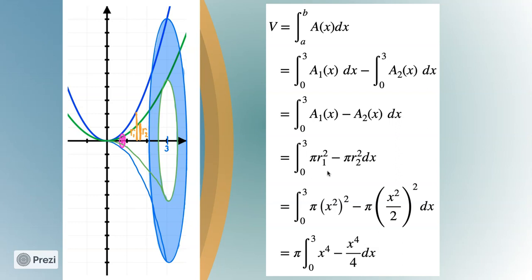Our sketch helps us figure out what R1 and R2 are equal to. R1 is x squared, R2 is x squared over 2, and so we can substitute these values and then simplify a little bit. I could keep on simplifying from here, but we've now definitely set up our integral and the issue is different. It's just solving an integral.